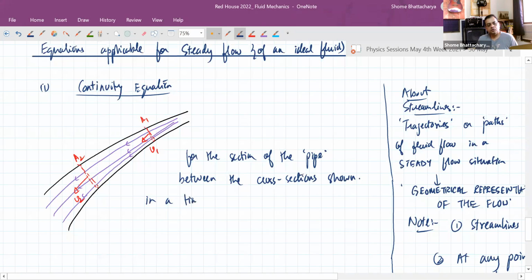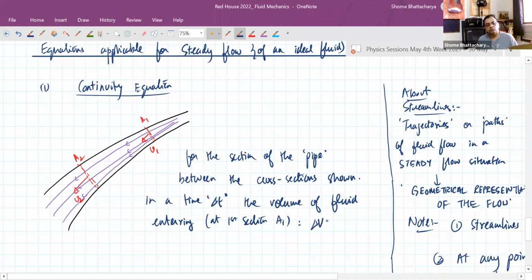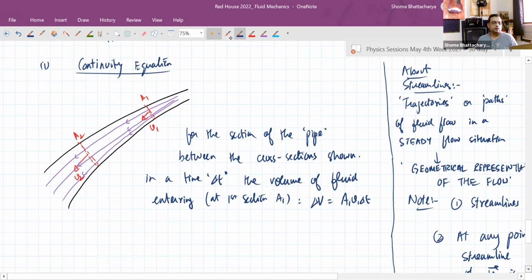In a time delta t, the volume of fluid entering at the first section of area A1, that delta V, is equal to A1 V1 delta t. Now, how do we understand this? Let's think of it like this.